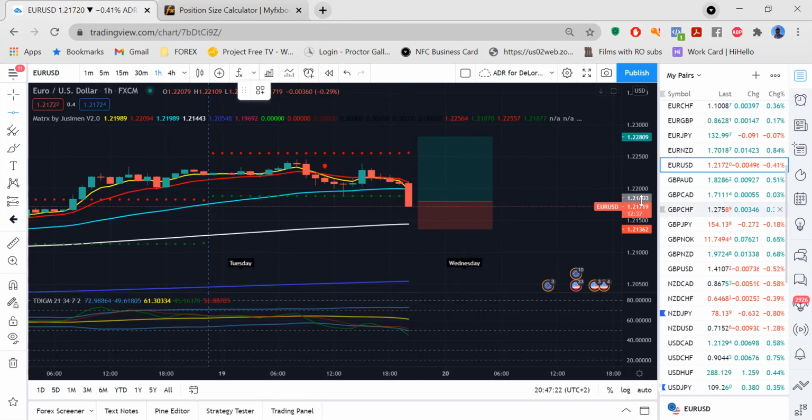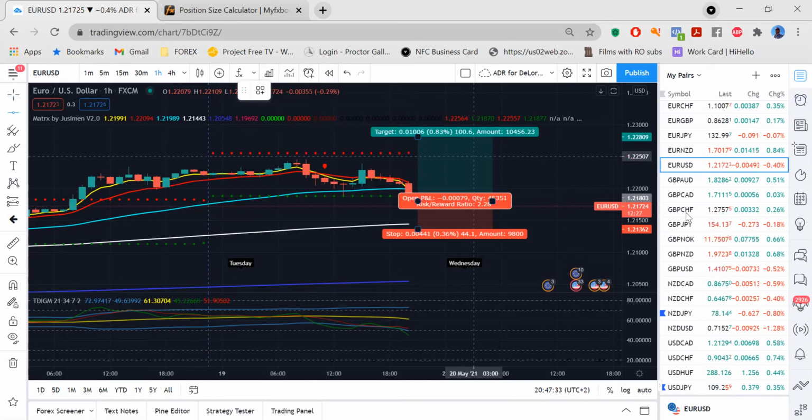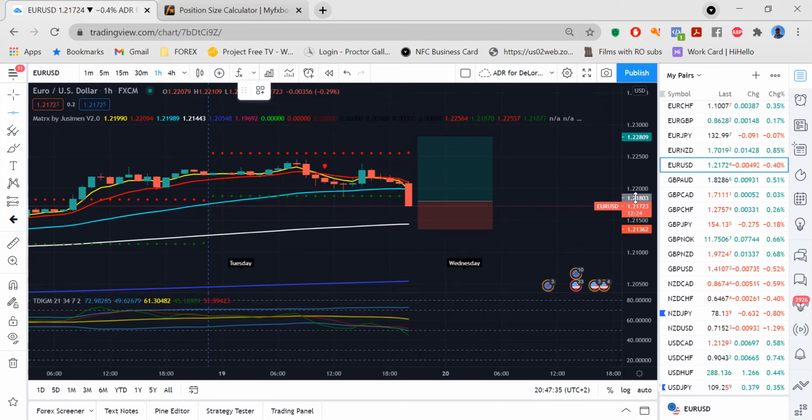My entry price is right here, 1.21803. It's the one in gray. My take profit is 100 pips away. So if I tell you I want to set an alert for the halfway mark, what would that be?